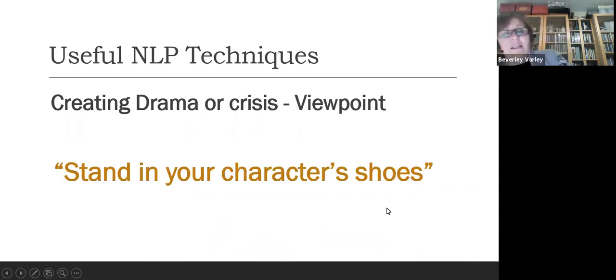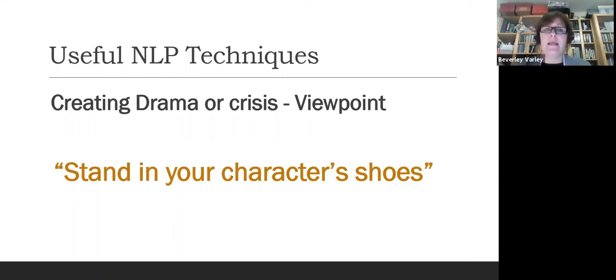The fifth technique is viewpoint: standing in your character's shoes and looking at it from all angles. This is a technique we use in NLP, particularly when we're practicing things we don't know about. So let's say this particular talk, I've not done it before, and I'm posing arguments or looking at conflict or how you're going to hear it.